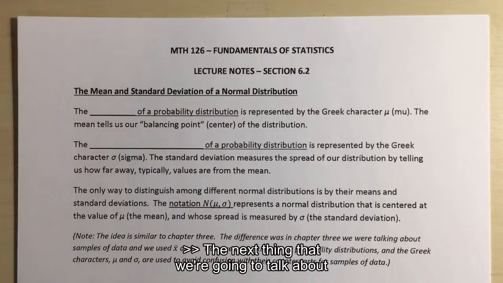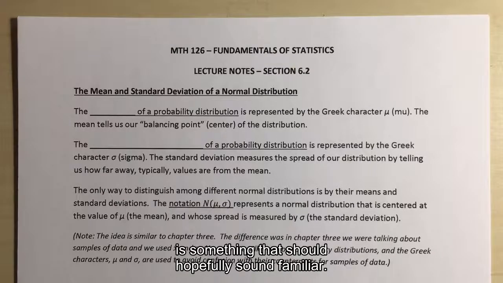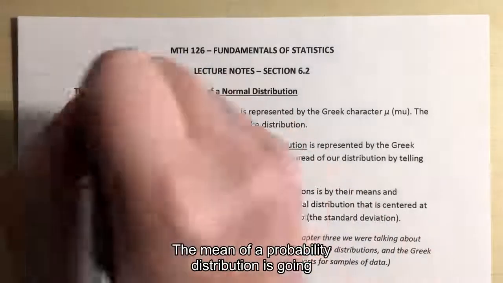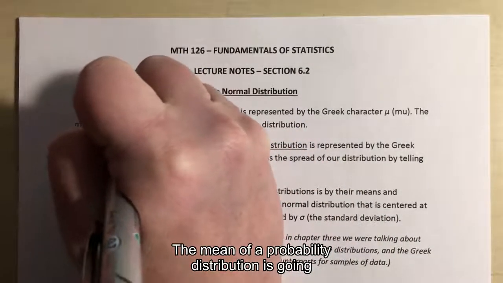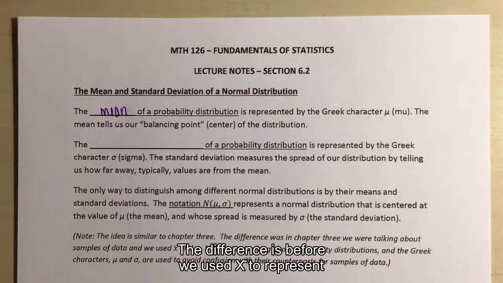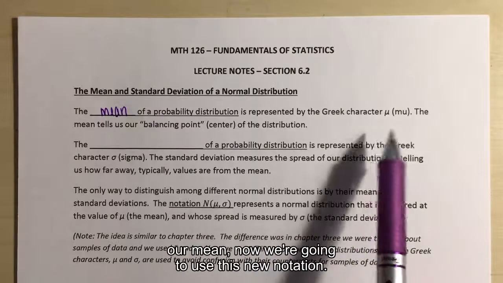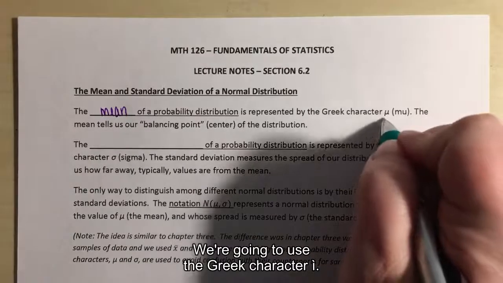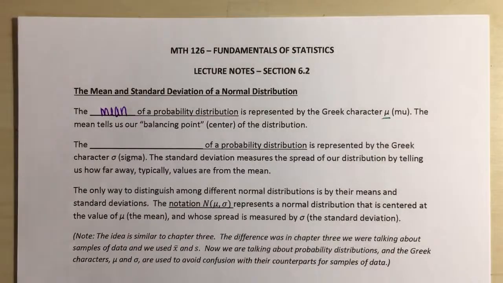Right, so the next thing that we're going to talk about is something that should hopefully sound familiar, the mean and standard deviation of a normal distribution. The mean of a probability distribution is going to be our center or our balancing point. The difference is before we used X bar to represent our mean. Now we're going to use this new notation. We're going to use the Greek character mu.